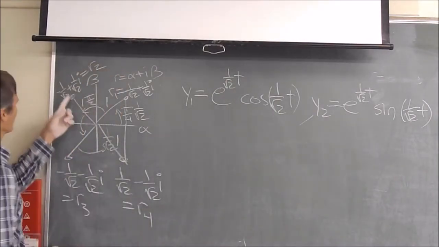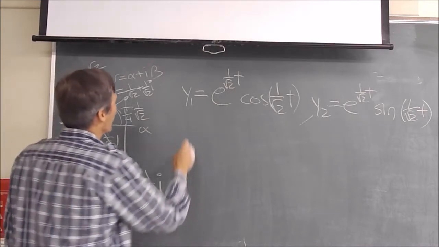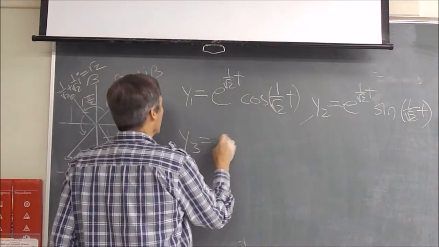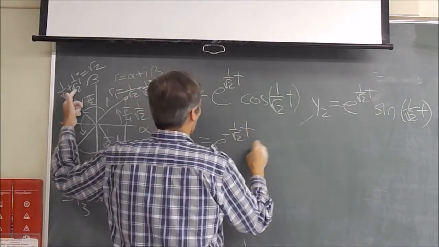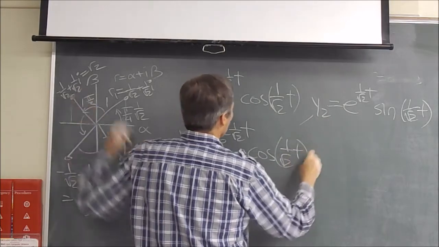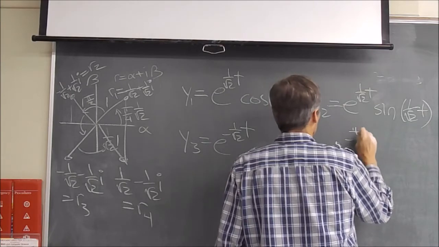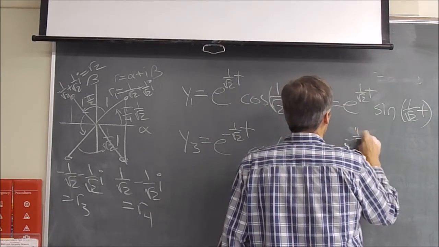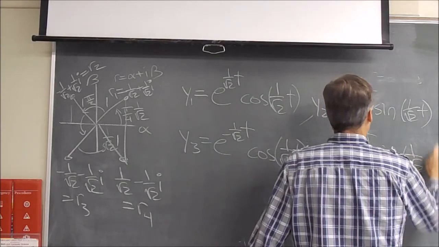And then for these, with minus 1 over square root 2 each, and then plus or minus the imaginary part, you get y3 is e to the minus 1 over square root 2 t, the real part, times cosine the imaginary part t, and correspondingly e to the minus 1 over square root 2 t sine 1 over square root 2 t.